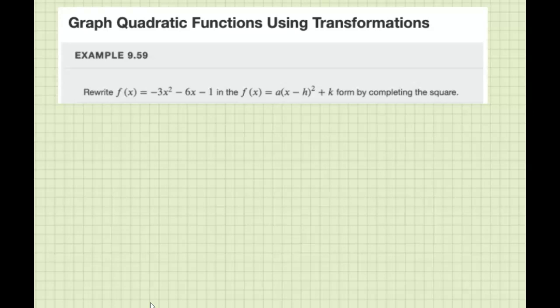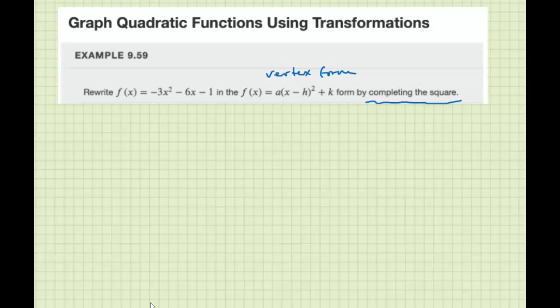So what we want to do is have it in this form. This is called vertex form, because that will let us think of the basic graph and move it to the right place. Often you know the function in expanded form, not in vertex form, so you want to put it in vertex form. You do that by completing the square.